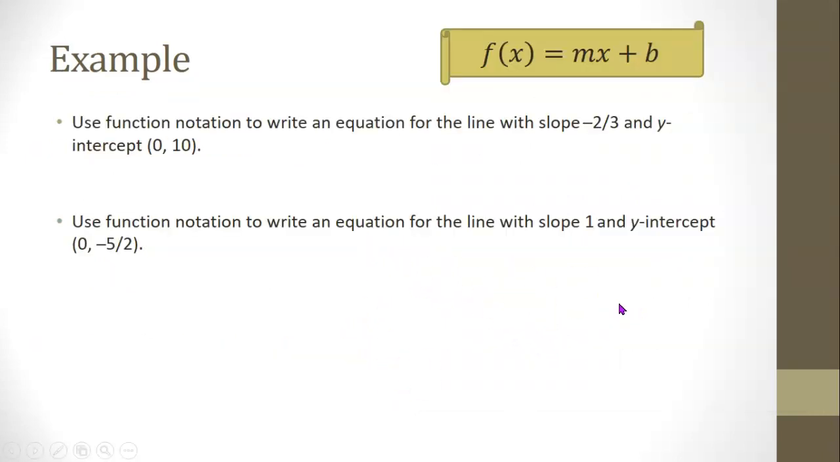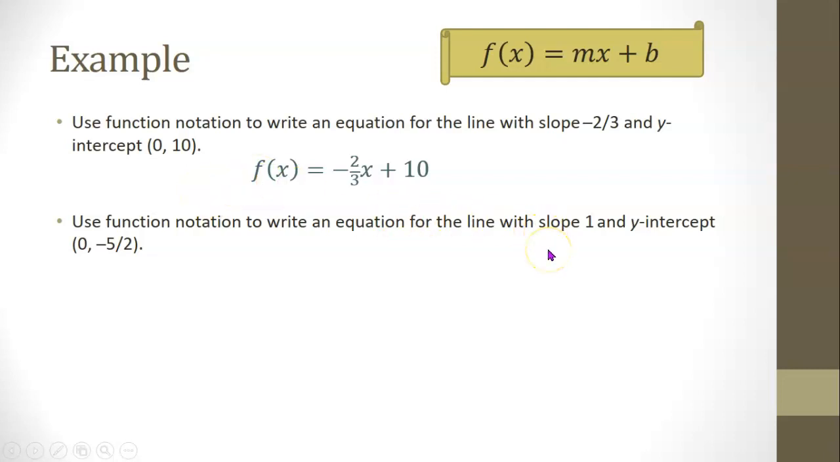Now let's go the other direction from the slope and the y-intercept to an equation. Use function notation to write an equation for the line with slope -2/3 and y-intercept 0, 10. So we just have to write f of x equals mx plus b, but in place of the letter m, we have to put the number that we're using for the slope. And in place of the letter b, we have to put the number for the y-intercept, the y-coordinate of that point. So we would write f of x equals -2/3 x plus 10.